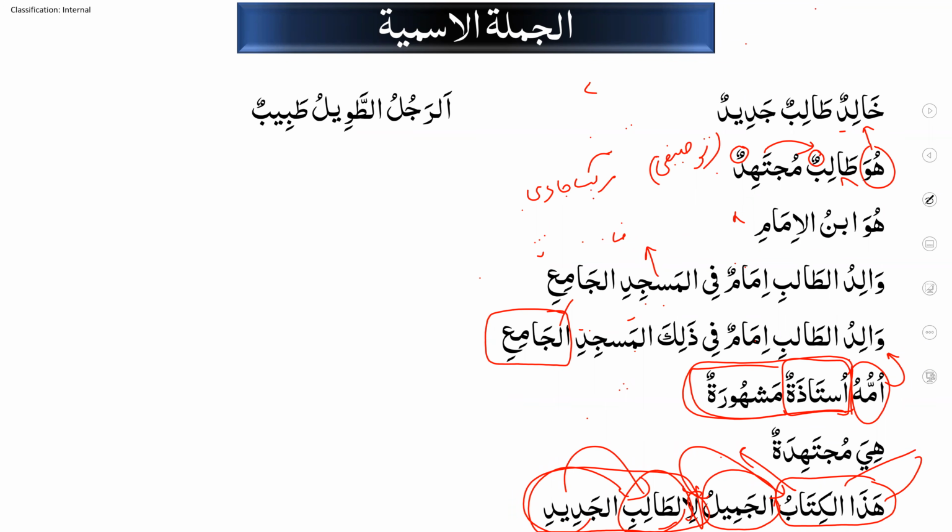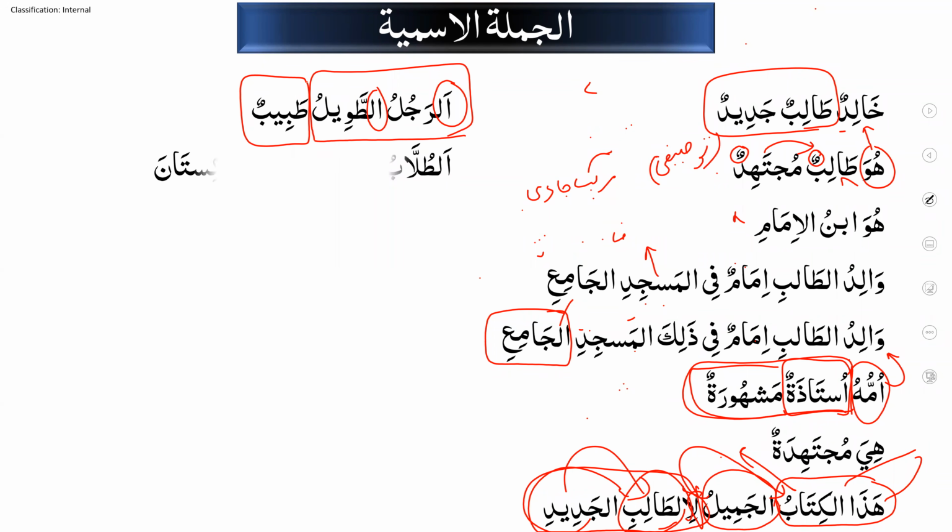In the next sentence, الرجل الطويل طبيب. In the right column, actually I used all the murakkab tawsifi as nakira. Now on the left side, I am using murakkabun tawsifiyun as mubtada, because mubtada requires to be ma'rifa, to be definite. So I have to make it definite. الرجل الطويل is murakkabun tawsifiyun, mubtada, tabibun khabar. The long man is a doctor.